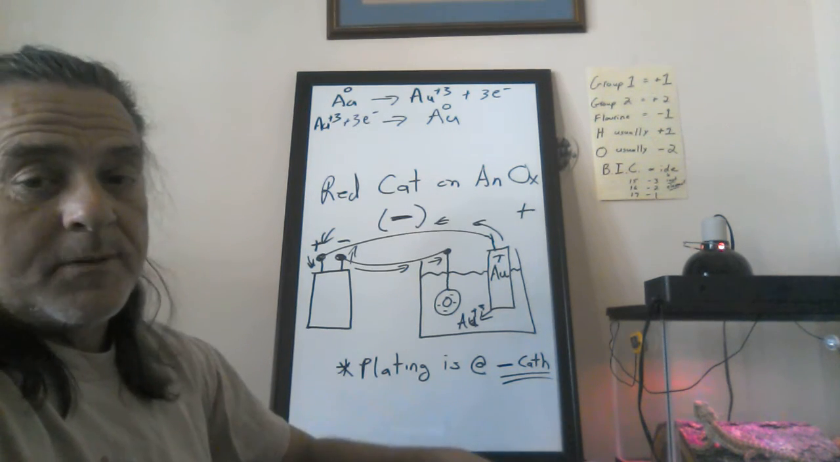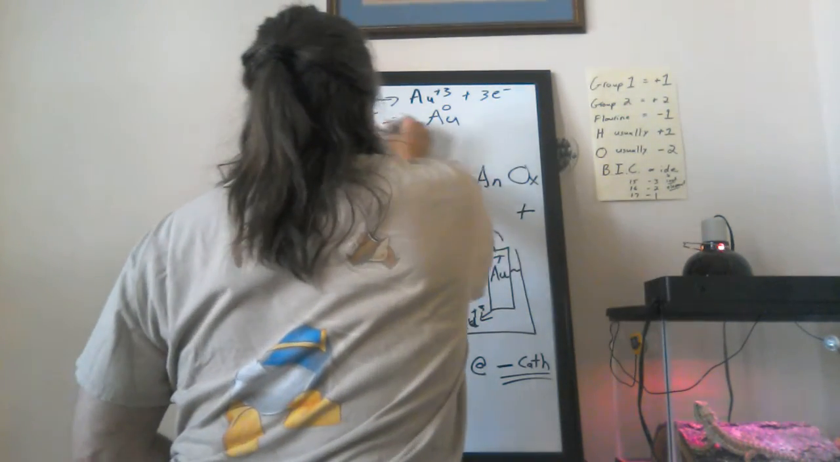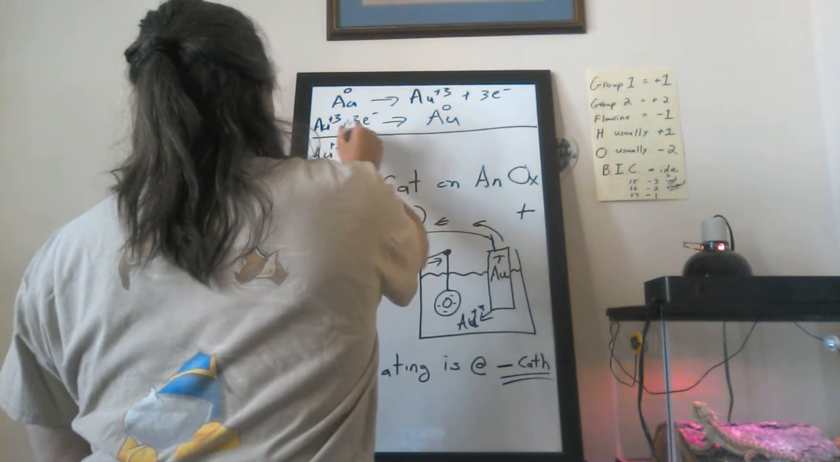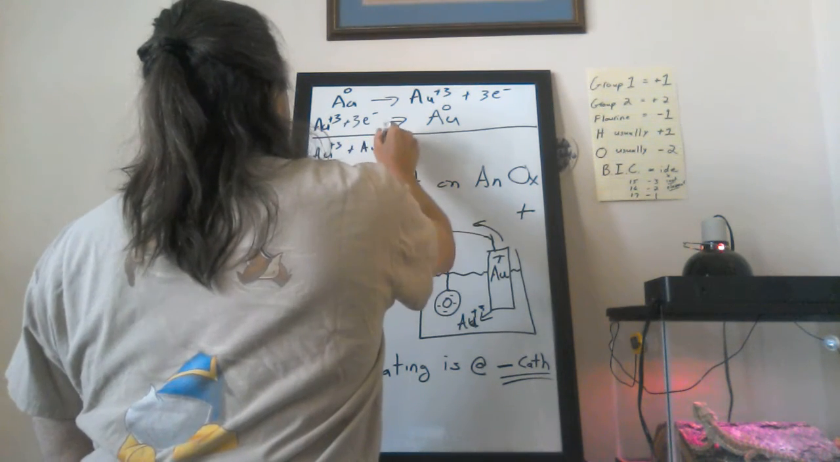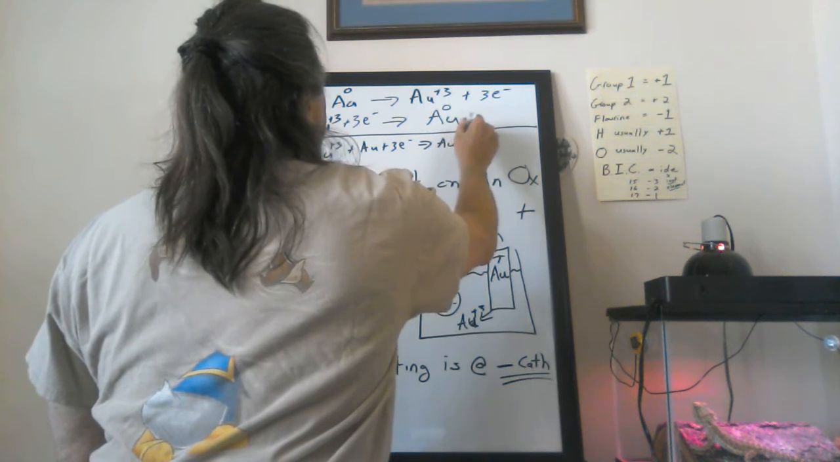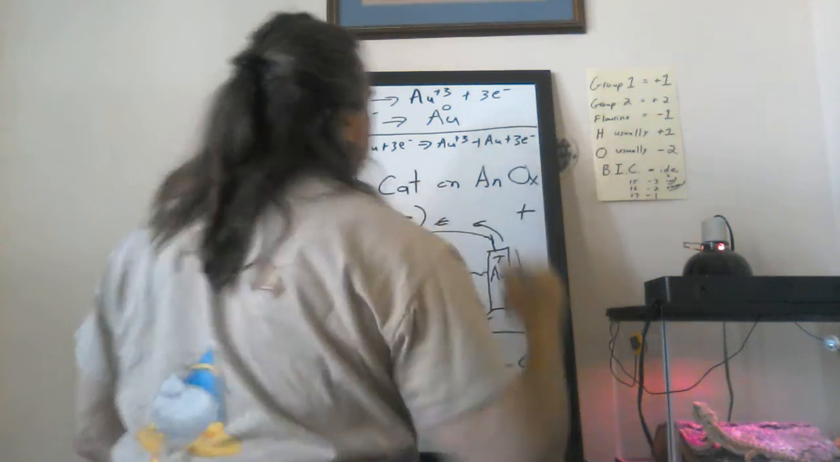The number of electrons are going to be the same. So we're just going to add our expressions. Okay. Now, we're going to add the expressions. All right. And we're going to get Au positive 3 plus Au plus 3e negative equals Au positive 3 plus Au plus 3e negative.